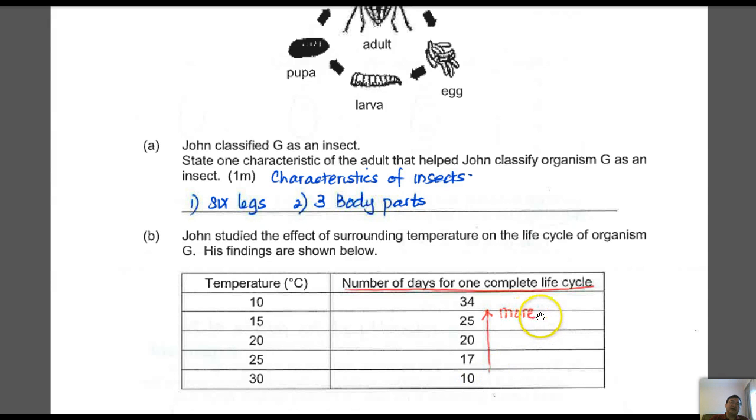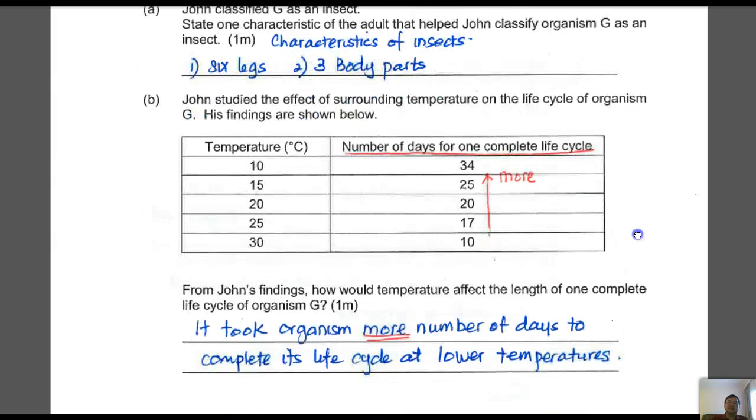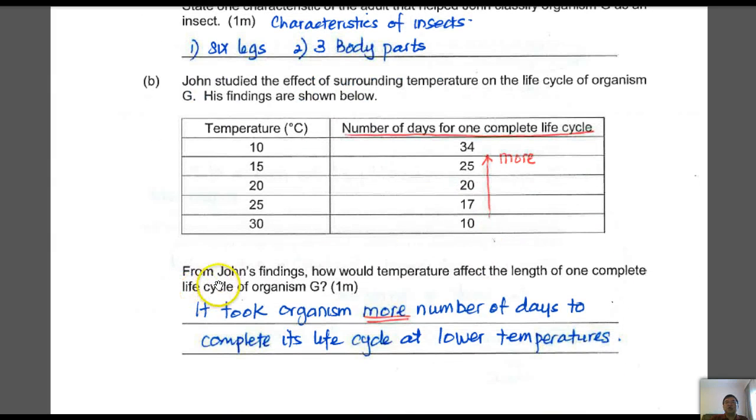Now let us take a look. That is what it means. What is the question? For John's finding, how would temperature affect the length of one complete cycle of this organism? Take a look at this. It took the organism more number of days. Can you see? More number of days to complete its life cycle at lower temperatures.